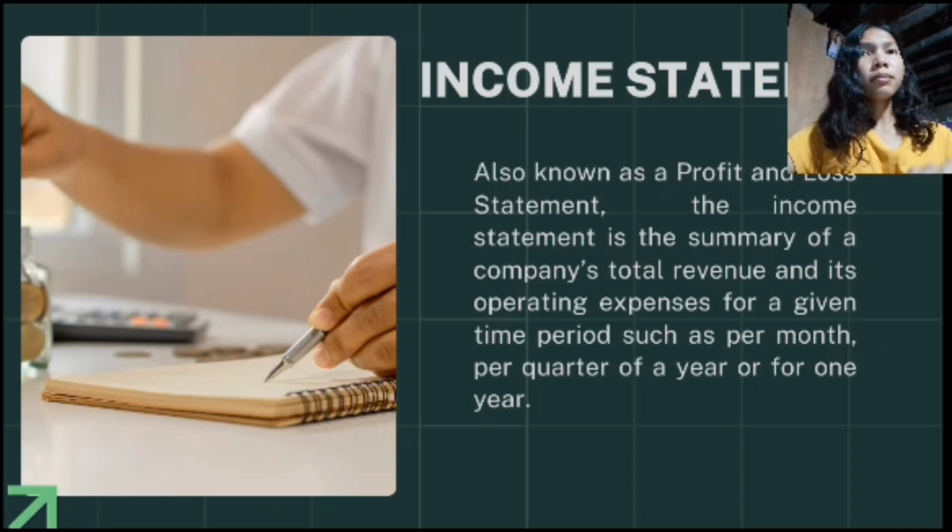So the income statement shows a company's financial performance over a specific period, usually a month, a quarter, or a year. Specifically, it details the revenues earned, the expenses incurred, and ultimately the net profit or loss. In simple terms, it tells us how much the company earned, how much it spent, and whether it gained or lost money during that time. So here are the various individual components of an income statement, explained briefly.